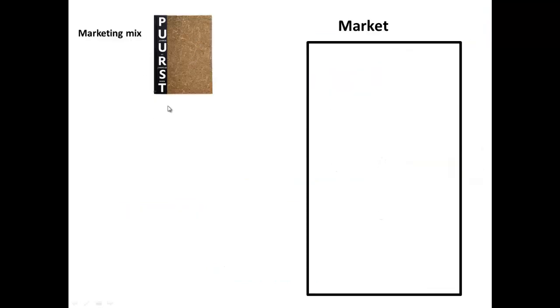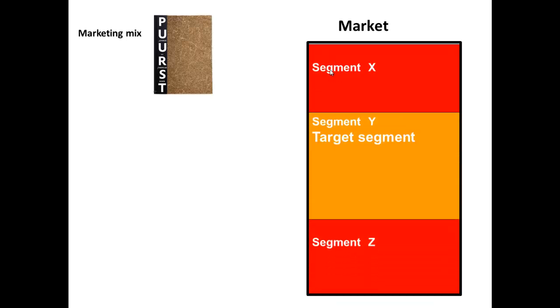Suppose you want to sell a book like this one we do currently for our project. This is the famous book Purst. You want to sell it to an international market, but the first thing you will do as a marketer is segment the market. In this case we segmented it in 3 segments. The next step is to choose a target segment, in this case it's segment Y.